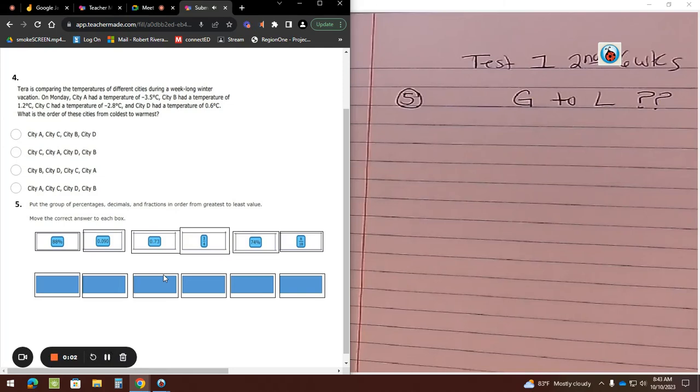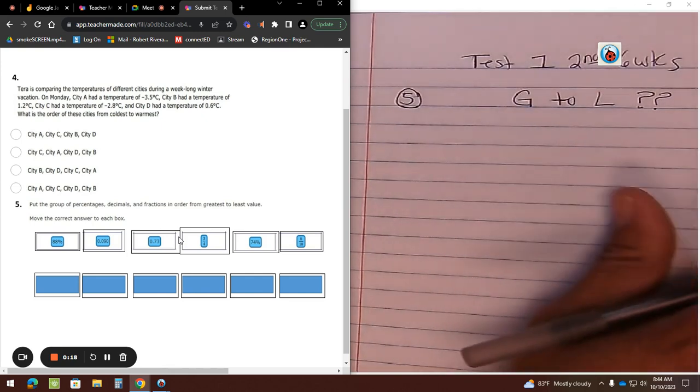So for your test one for the second 6 weeks, I'm going to go over number 5 because I saw kids having trouble with number 5. Not so much having trouble, it's more that you're not understanding what they want you to do. So I want to clear that. This is a drag and drop. So I want to fix this problem today, hopefully.